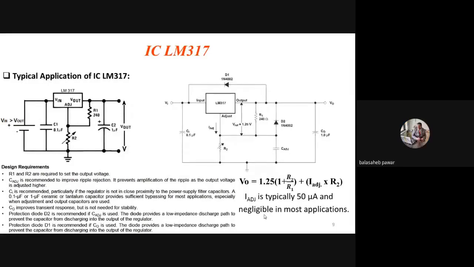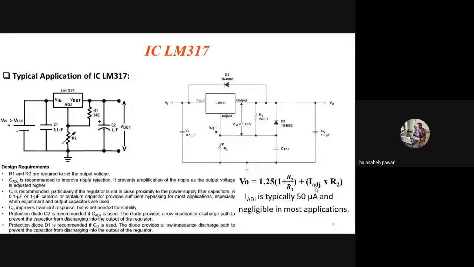So already I mentioned mostly we are going to prefer this R1 as 240 ohm. Then the issue remaining is only of this R2, and that's why I showed R2 as a variable. If R1 is fixed as 240 ohm, the output voltage VO, between 1.25 volts to 37 volts, is totally dependent on the value of R2. Looking at this formula and omitting the last term, I adjustable into R2, as I adjustable is very, very small.